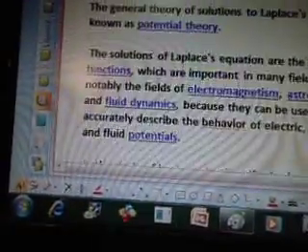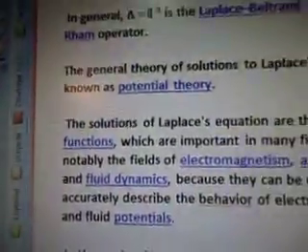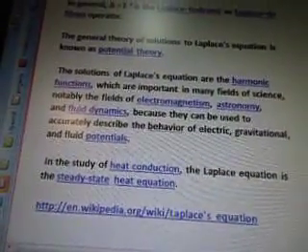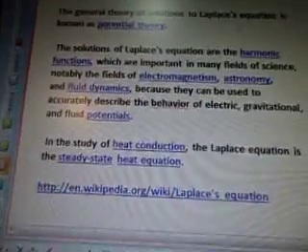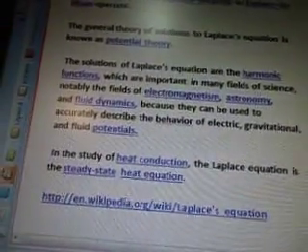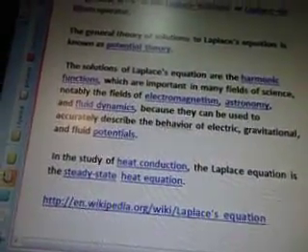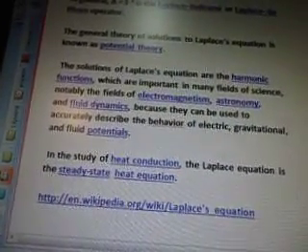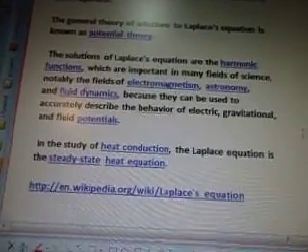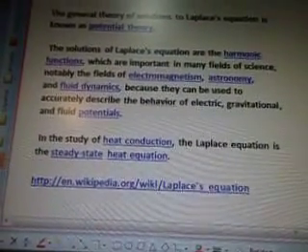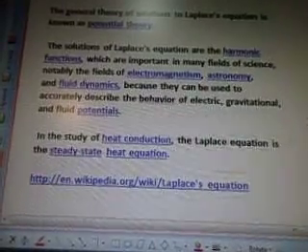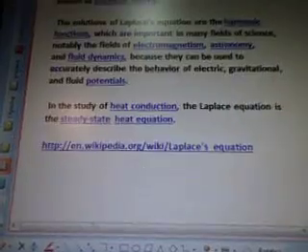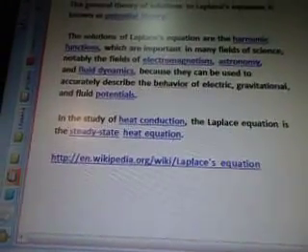This guy did a lot of different theories, by the way. The general theory of solutions is known as potential theory. Okay, his solutions are for harmonic functions. Now that comes up later on, and it's very important, so keep note of that. It's important for many fields of science like electromagnetism, astronomy, fluid dynamics. It describes the behavior of electric, gravitational, and fluid potentials, which is something we're going to need if we're going to work with plasma.